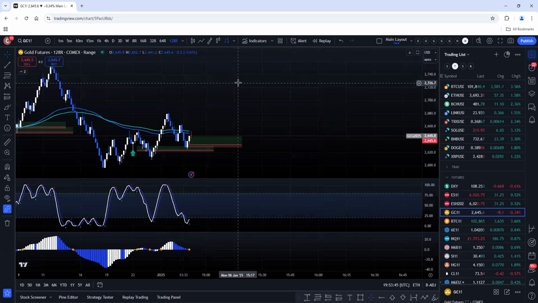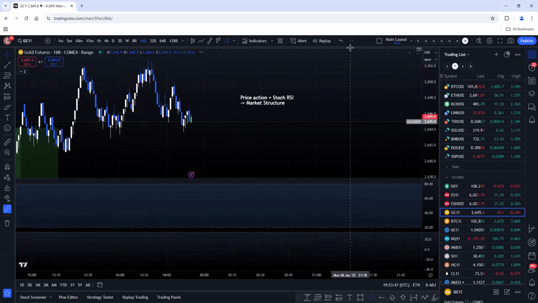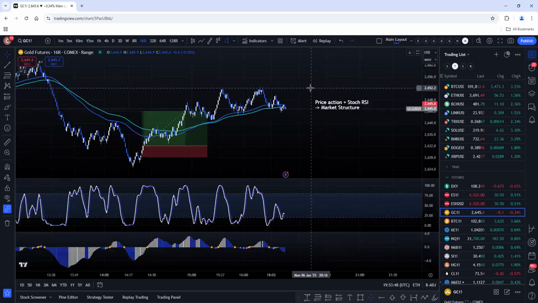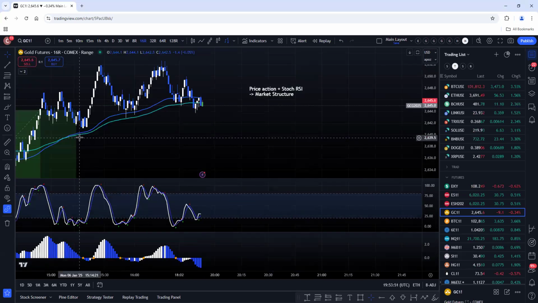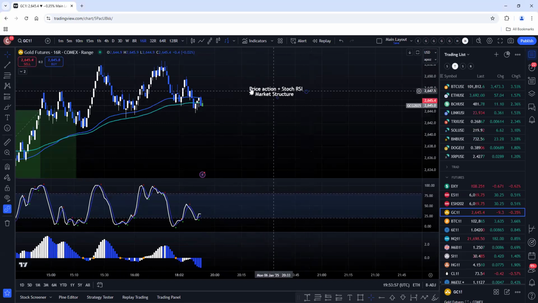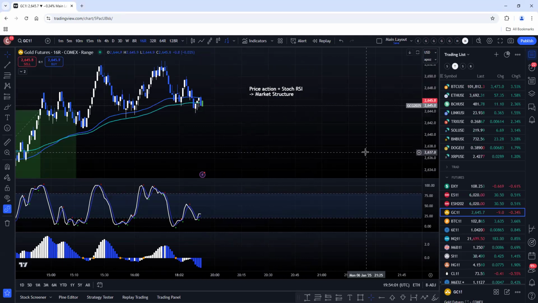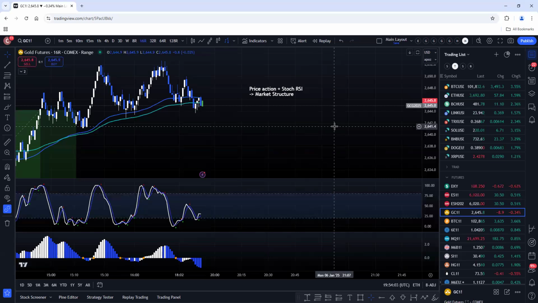I'm gonna hop over to this chart for our purposes today. So for my definition of how I use market structure as a term, I incorporate price action and the stochastic RSI indicator. I take both of these together and use it to map out and mark market structure.